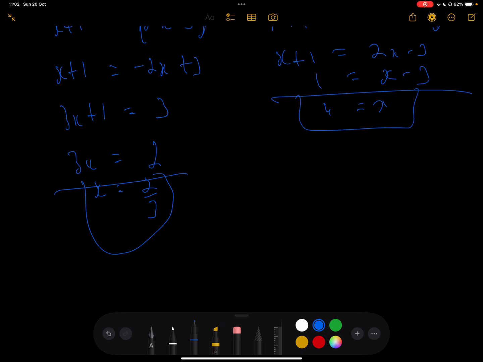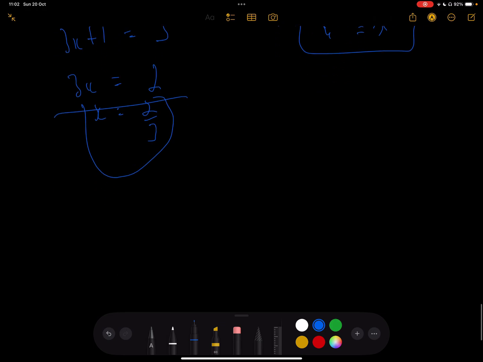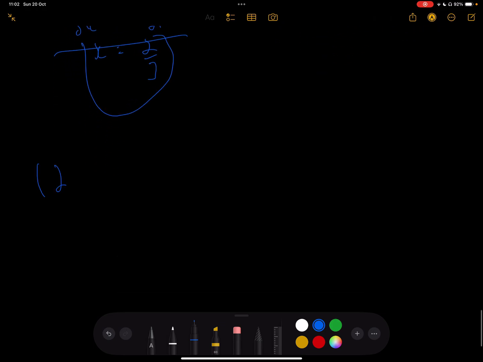Right. Now let's try to do some inequalities, alright? So let's do some modulus inequalities. So let's say we have the modulus of 2x minus 1 is less than 3. So how do we solve this? Well, it's kind of the same thing, but we will have 2x minus 1 is less than plus or minus 3, right?